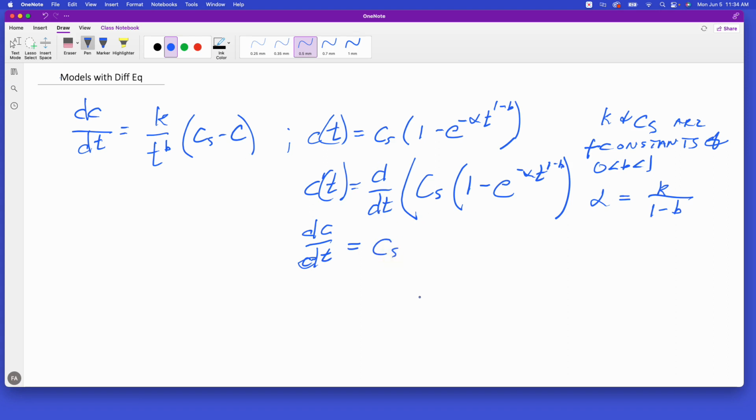C sub s is a constant, so I'm going to treat it like a constant. And then inside here, this is the derivative of 1, which is 0, so I'm going to drop that piece off entirely. And then the derivative of an exponential is the original exponential, I'm just going to recopy all that, times the derivative of the exponent. Well, the derivative of the exponent is negative alpha, and then the derivative of the t term, which in this case is going to be 1 minus b, and then t to the negative b, because you subtract 1 from the exponent.